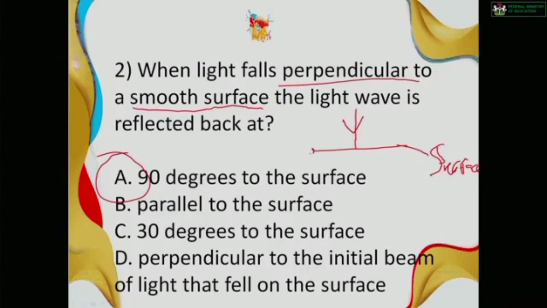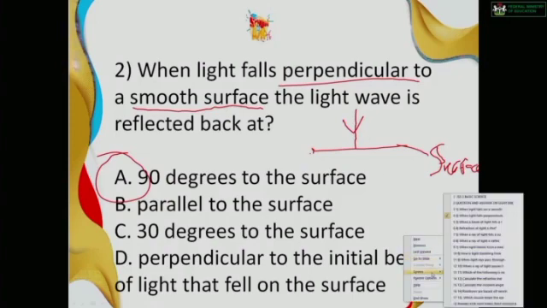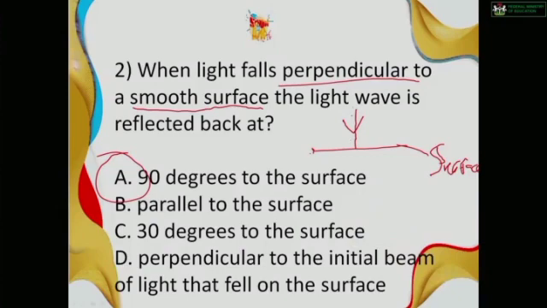reflect 90 degrees to the original. So this is your incident ray. Then the reflected ray is going to go back the same way it came, 90 degrees, which makes sense, you understand? So that is what happens when light falls perpendicular to a smooth surface. Because it is smooth, light is going to go back in the same direction with which it came.